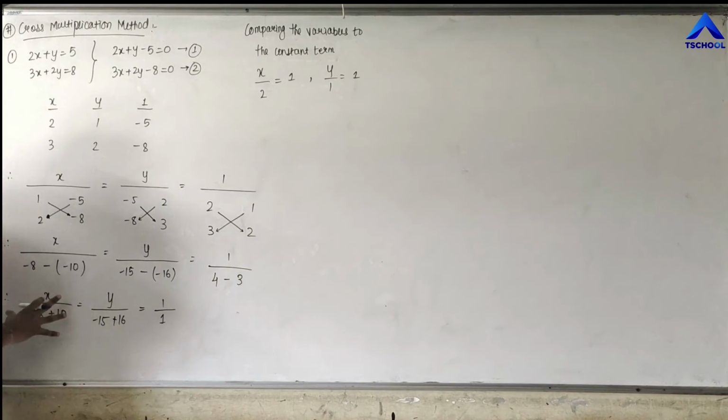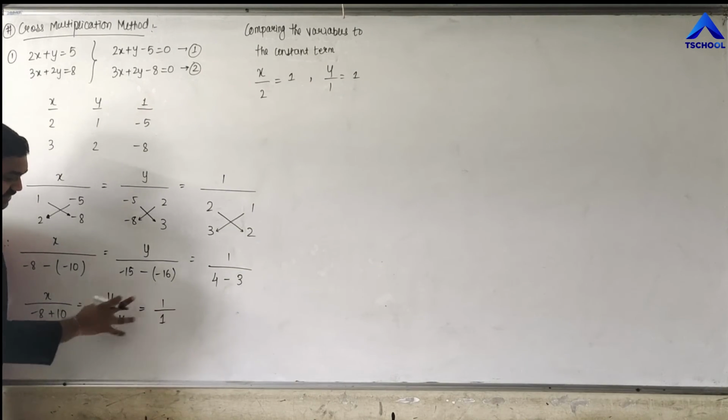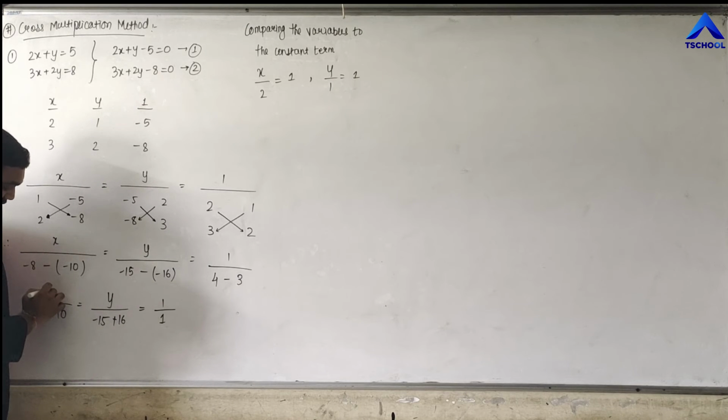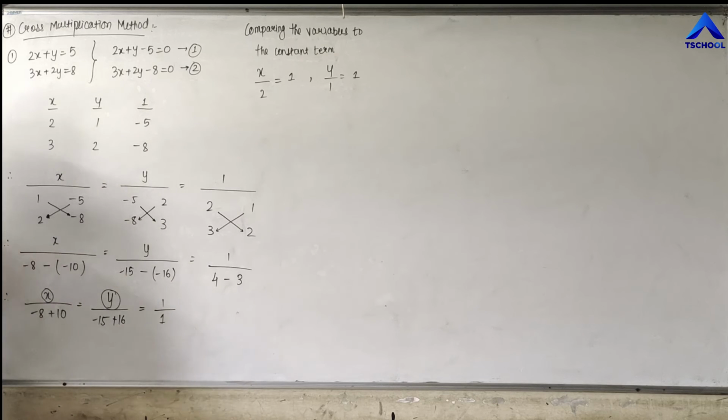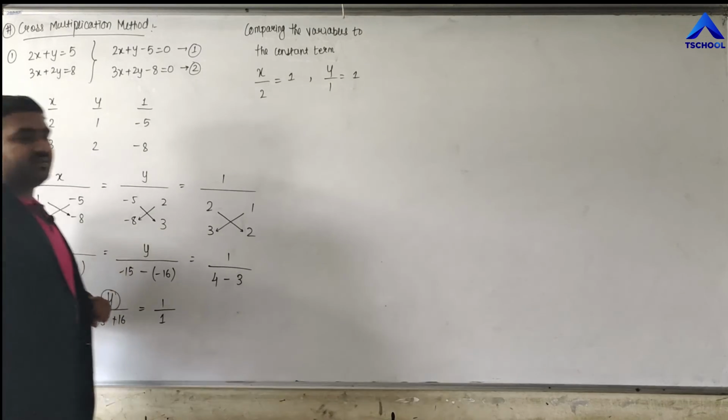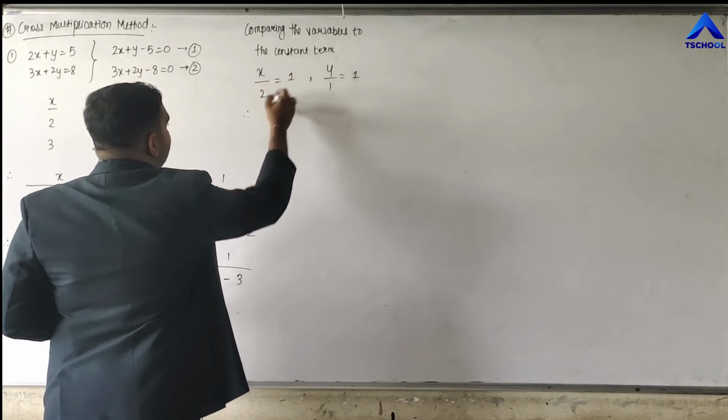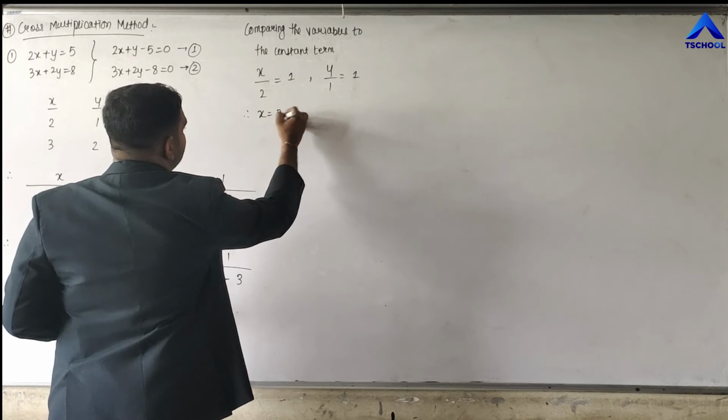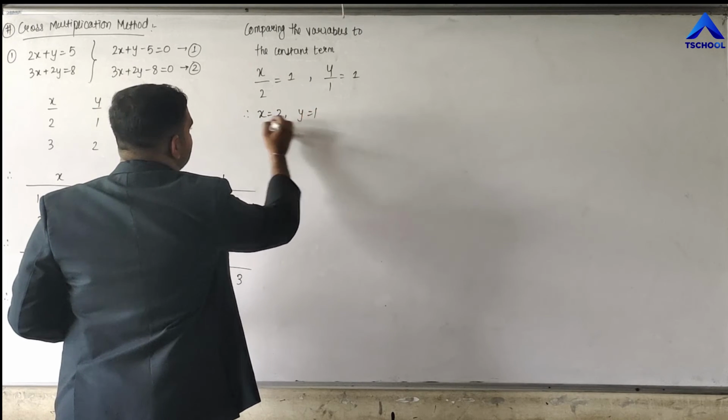So we shall simply compare this first one to the last one and second one to the last one in order to find out the value of the variables x and y. Is it clear? So in order to find out the value of these variables, we are going to compare it with the constant term. So cross multiplying, 2 into 1, that is x equals 2, and 1 into 1, that is y equals 1.